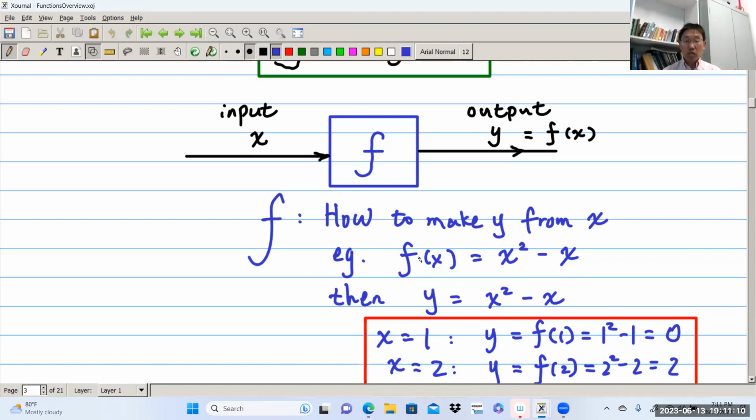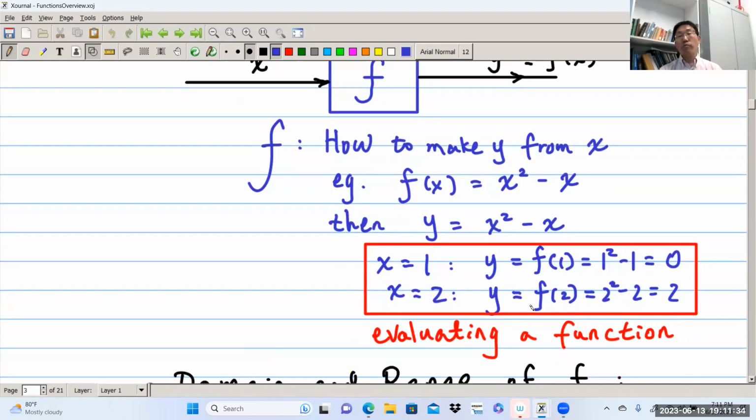So if F of X equals X squared minus X, meaning the rule of this function to make the output is this mathematical expression in terms of X, then the output Y is X squared minus X for each X. Of course, in this case, X is just a variable that represents the input.